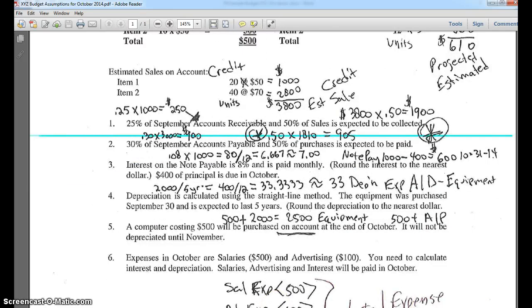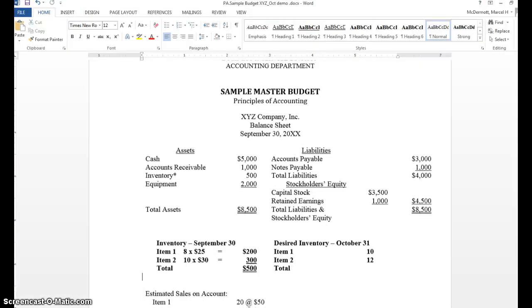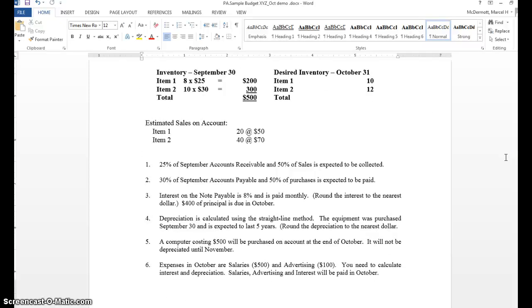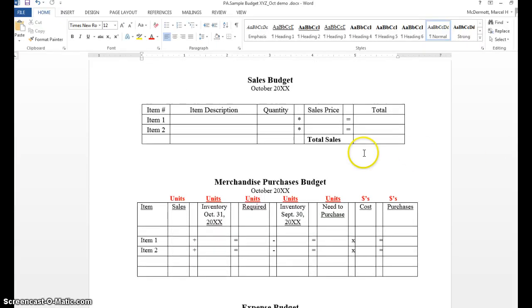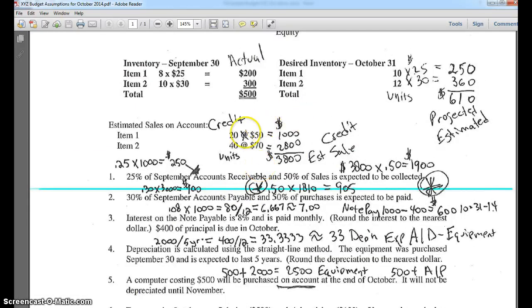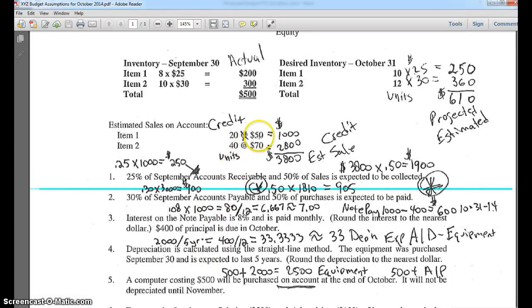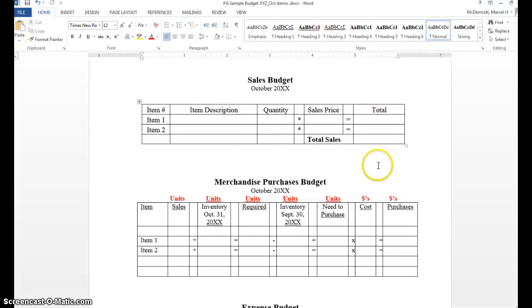So I'm going to switch to another document here, and this is basically the document you're going to see. It doesn't have anything filled out, but again, you can use my assumptions for the first page. What you're going to start doing is constructing these budgets. So for the sales budget, you've got item 1 and item 2. You're going to put the quantities from the first page in here, and for the sales, we're going to have 20 units and 40 units. We're going to put that into the sales budget, 20 units and 40 units, and then we're going to multiply it by the selling price, which, if we go back to the first page, we can see that we're going to sell item 1 for 50, item 2 for 70. Okay. So once we do that, now we've completed our sales budget.